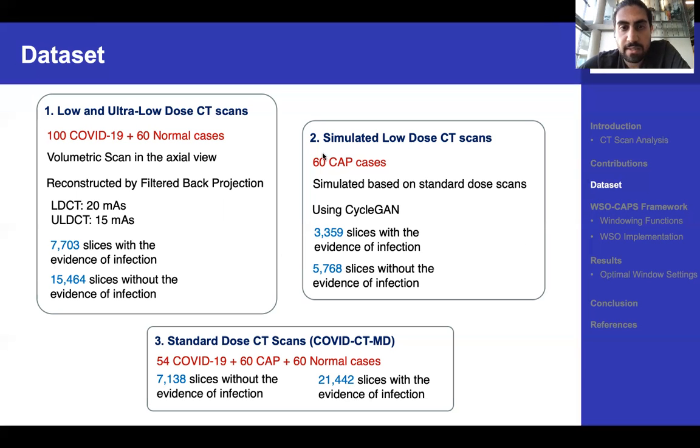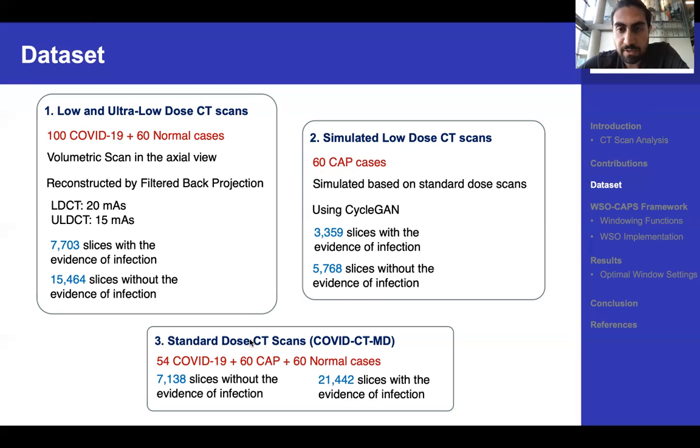The second dataset is simulated low-dose CT scans. As we didn't have low-dose images for diseases other than COVID-19, we have simulated 16 community-acquired pneumonia, or CAP, cases based on their standard dose images. For the simulation, we used the CycleGAN model, and this dataset contains around 3,000 slices with evidence of infection and more than 5,000 slices without the evidence of infection.